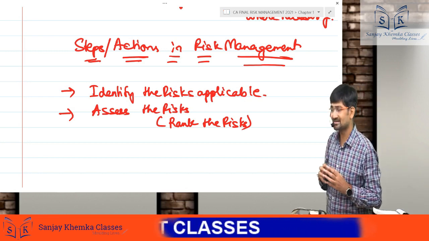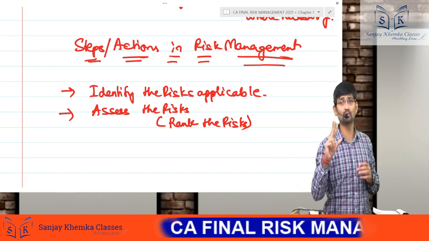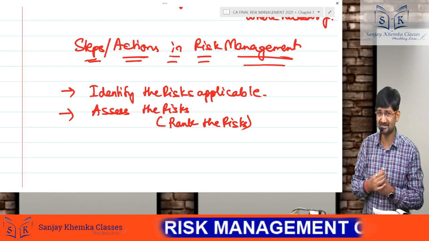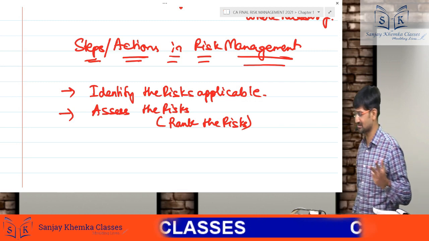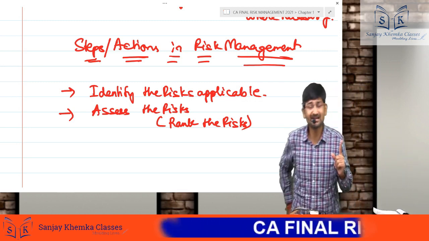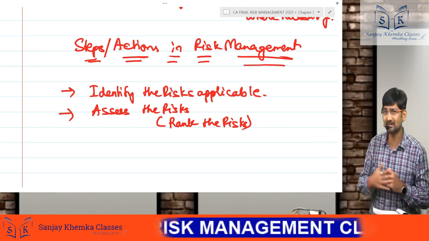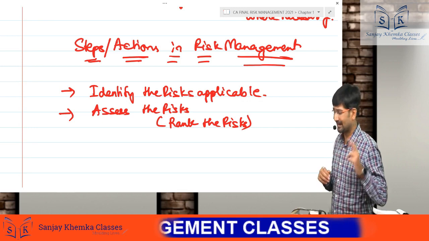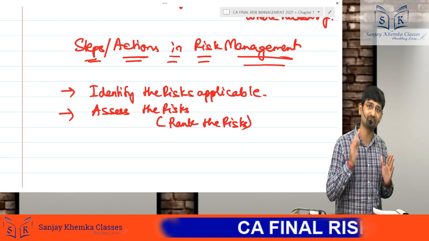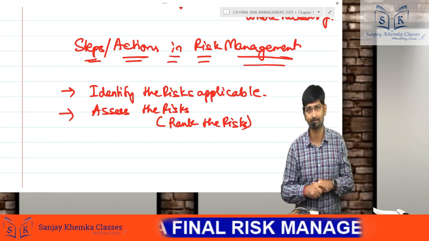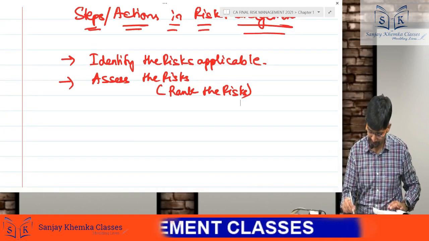But when I am assessing the risk, the assessment is based upon two parameters. So what are the two parameters on which you base the risk assessment? One is the probability or the likelihood of the risk materializing. And the second is about the amount of loss that I would face if the risk materializes.